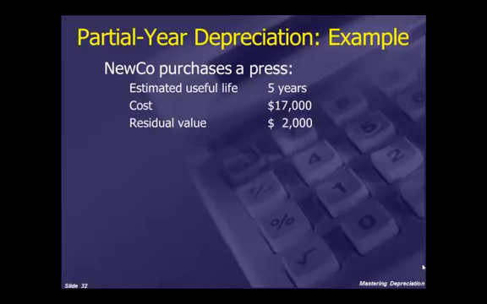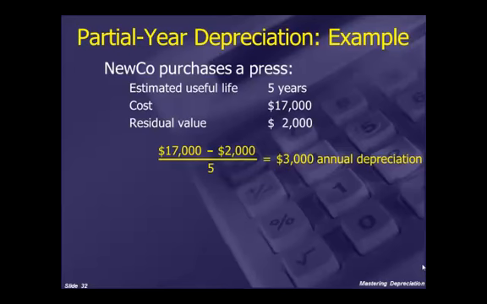Here we have an example. Nuco purchases a press. The estimated useful life is 5 years. Cost is $17,000. Residual value $2,000. So once again, substituting into the formula, cost $17,000, residual value $2,000, subtract, that's $15,000 depreciable base, divide by 5 years, the estimated useful life, and we have $3,000 annual depreciation, and 3,000 times 5 is 15,000, which is the depreciable base. All right, scenario A. The press is purchased March 12th.